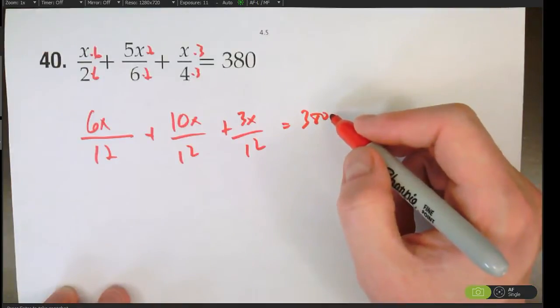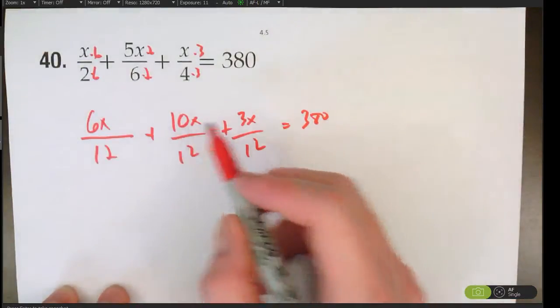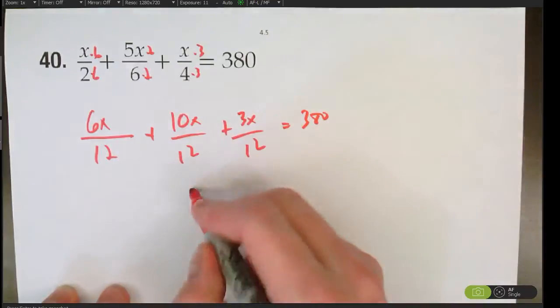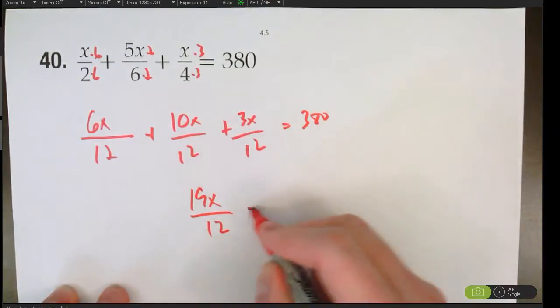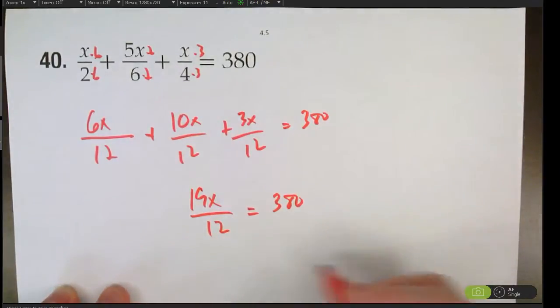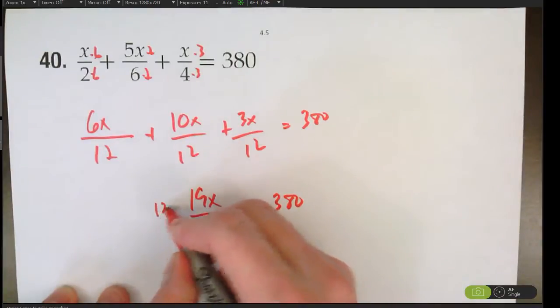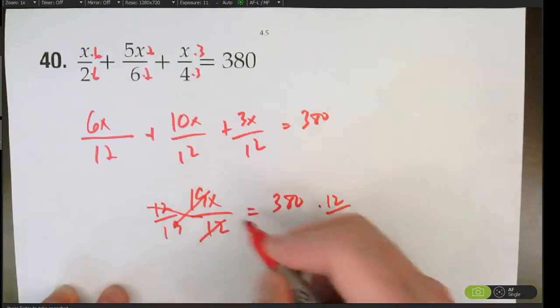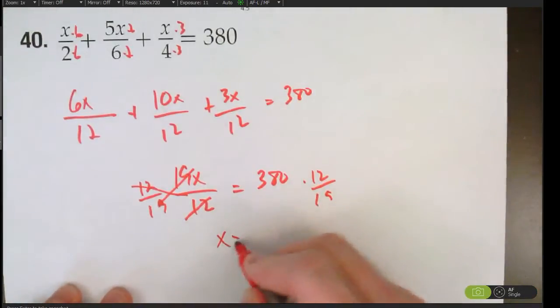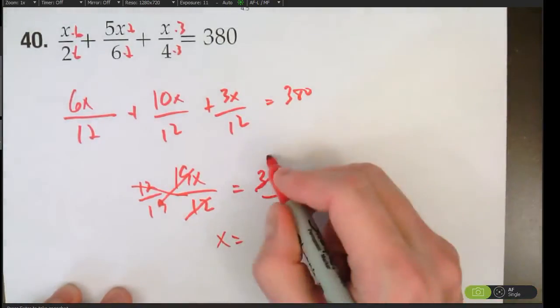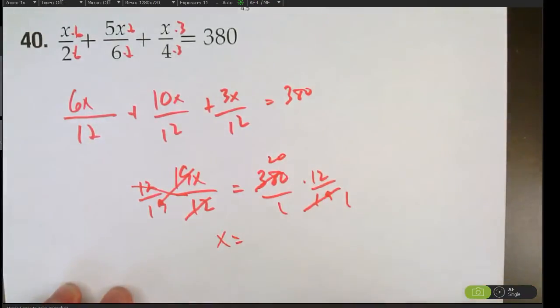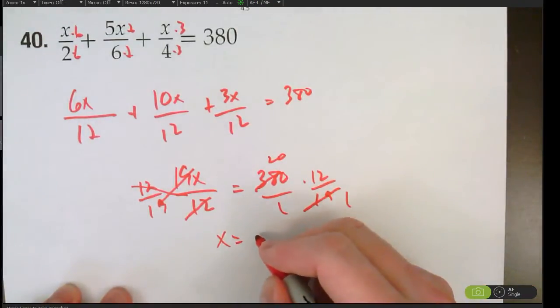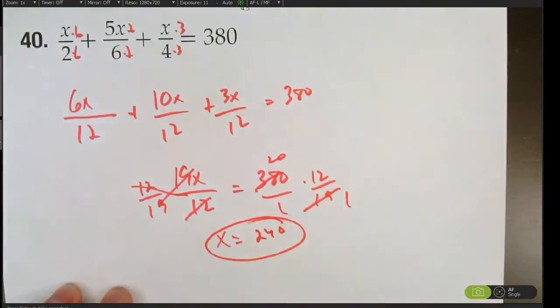So now I add up 6x, 10x, and 3x. That ends up being 19x over 12 equals 380. Now I'll multiply by 12 over 19 to cancel off that. What I get then is 1, this is 20, so 20 times 12 ends up being 240 as our value. Okay.